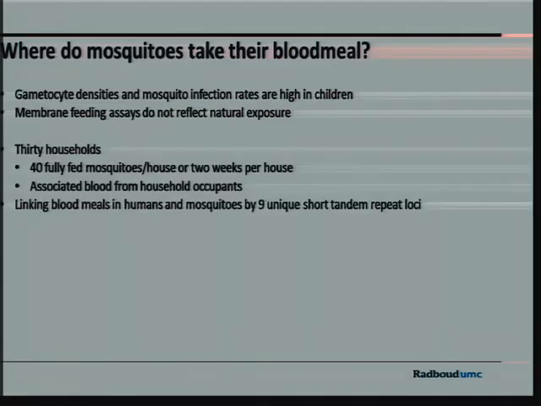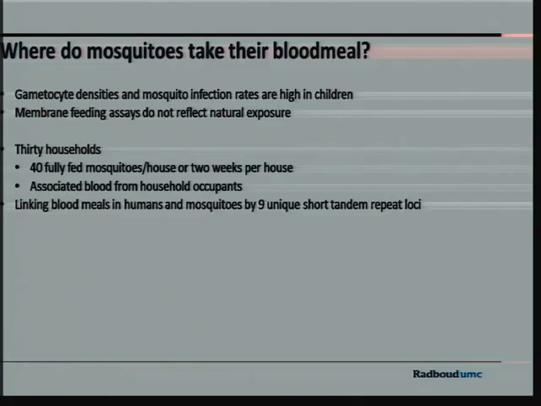So to get a better grip on that, in Burkina Faso we selected 30 households and we sampled blood-fed mosquitoes until we had 40 fully fed mosquitoes per household, or until we had spent 2 weeks in that household finding mosquitoes, and we said it's enough. And we also collected filter paper and microtainer blood samples from household occupants, and we linked blood meals in humans and mosquitoes using short tandem repeat loci. So it's basically find out who your father is, kid.